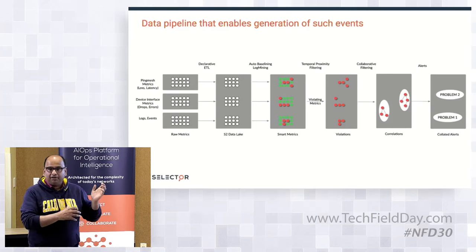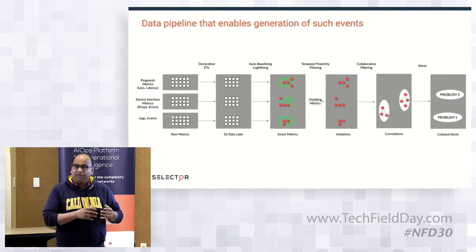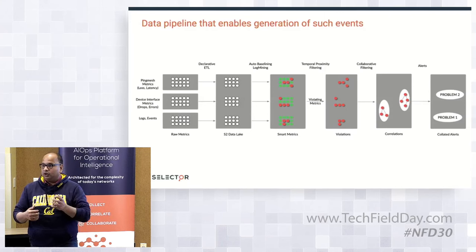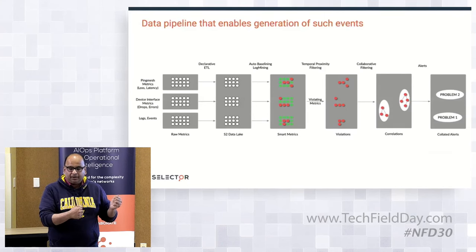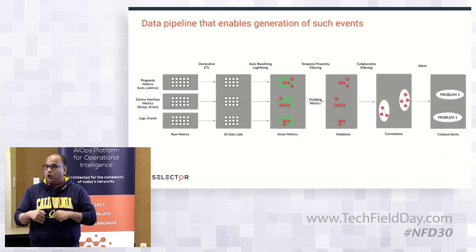So first the metrics come in. And as I said earlier, these metrics are different kinds of metrics. They could be ping mesh metrics. They could be SNMP metrics. So you've configured them. These metrics come in, and the logs or events are coming in. Different kinds of streams are coming into your system. So we accept all of those connectors. Once those connectors come in, we put them into a common data lake that we host.